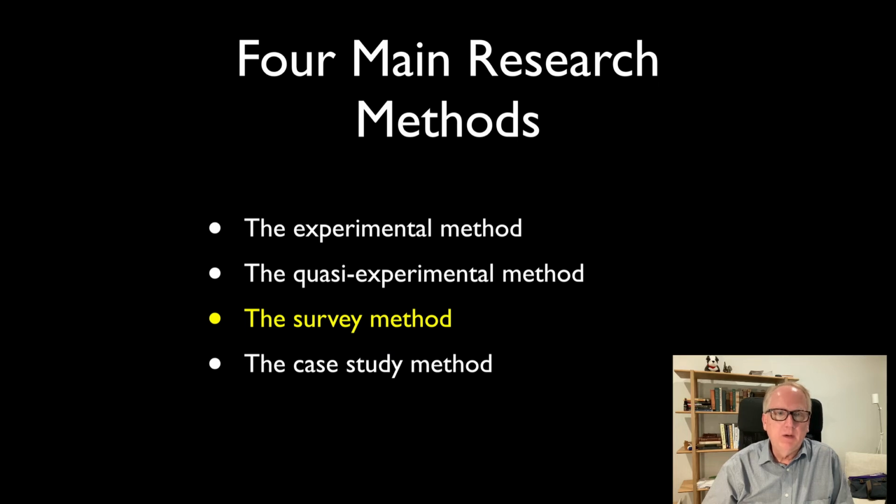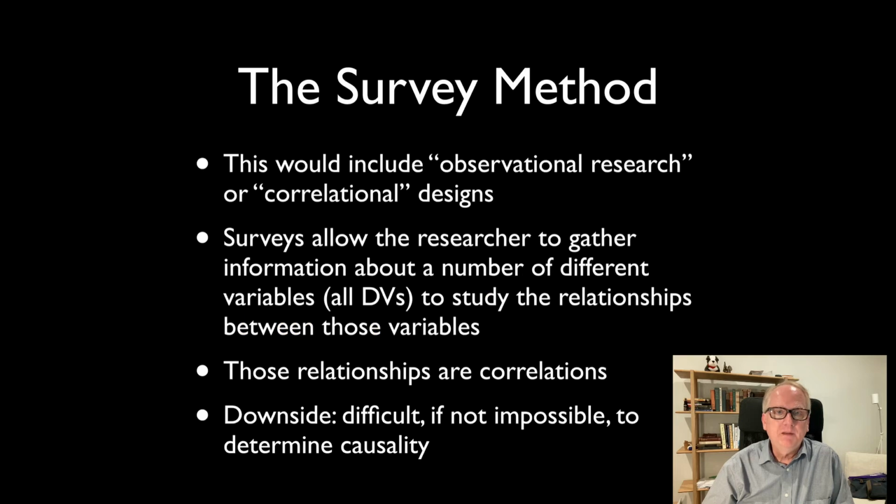All right, let's move on to our third research method, which is the survey method. The survey method could also be called other things, and this would include doing observational research or conducting a correlational design. All of these things, when I say the survey method, are pretty much the same thing. The idea behind surveys is that this allows the researcher to gather information about a number of different variables, maybe 100, 200, 300 different variables all at once, to study the relationships between those variables.